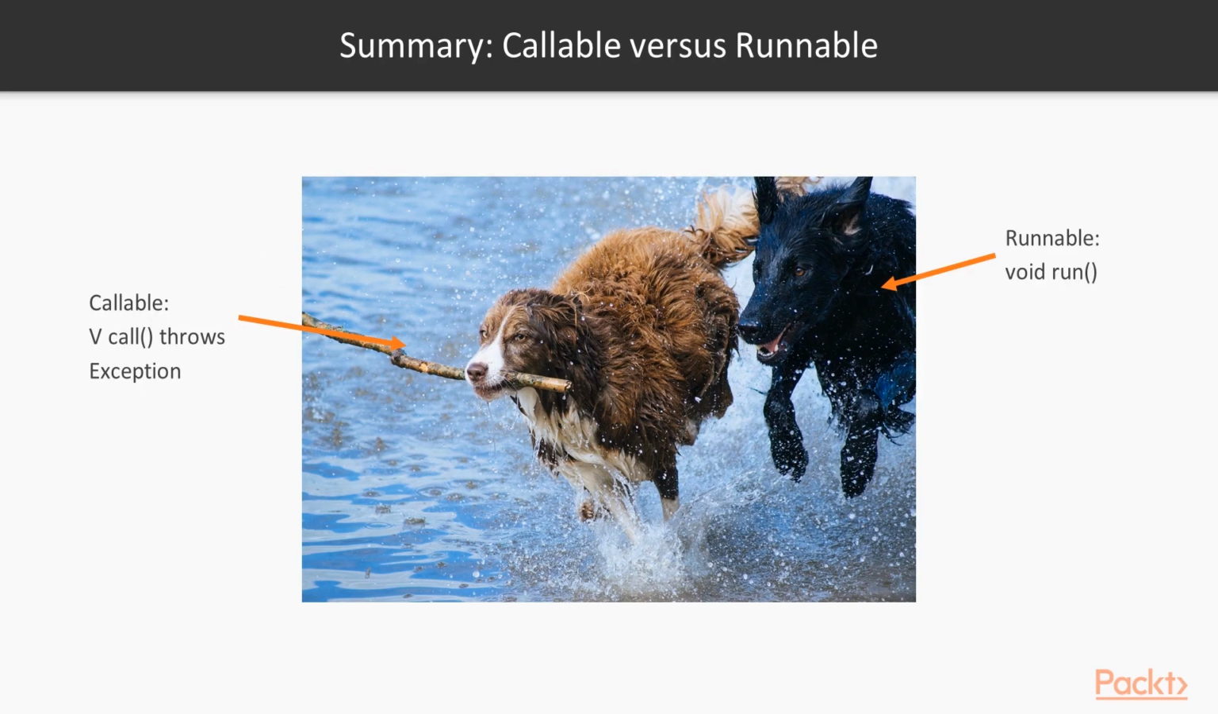Tasks can be of two types, and we work with both of them. A task can either implement a callable interface. In this case, after executing its operations, it returns a result, like the dog on the left. Callable's call method can also throw an exception. Or a task can implement a runnable interface. Then it just executes some operations and does not return a result.